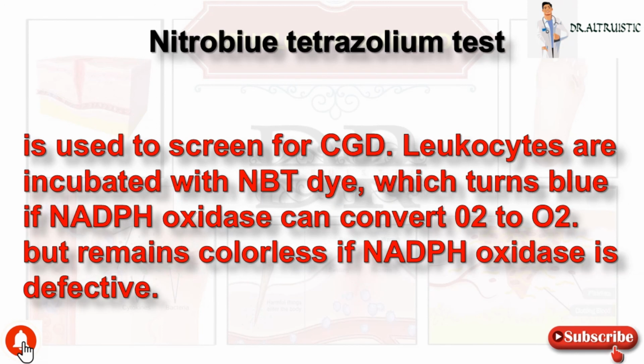Nitroblue tetrazolium test is used to screen for CGD. Leukocytes are incubated with NBT dye, which turns blue if NADPH oxidase can convert O2 to superoxide, but remains colorless if NADPH oxidase is defective.